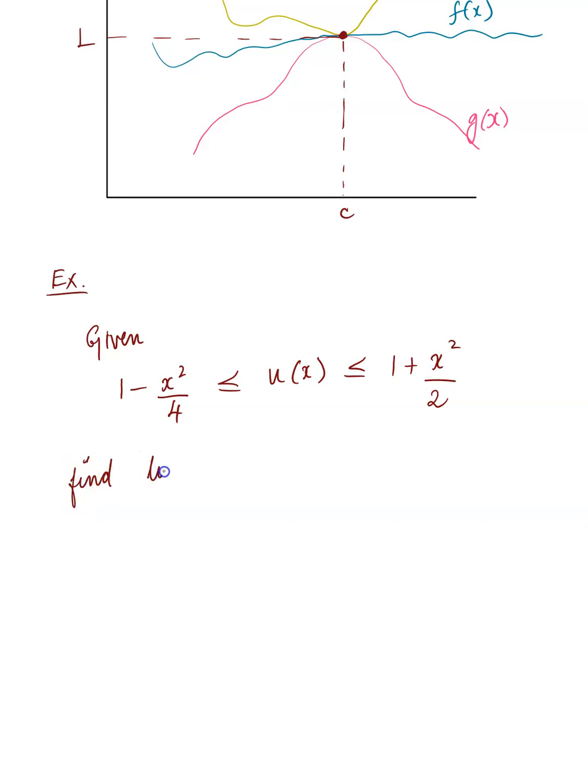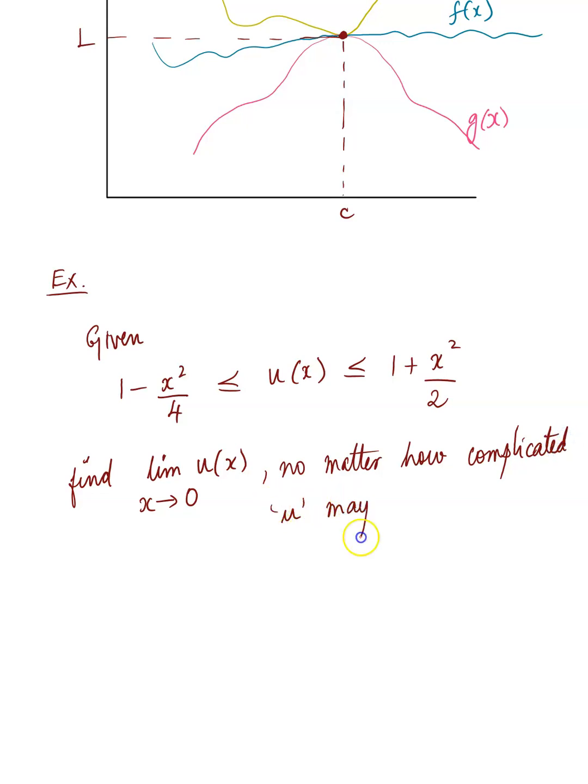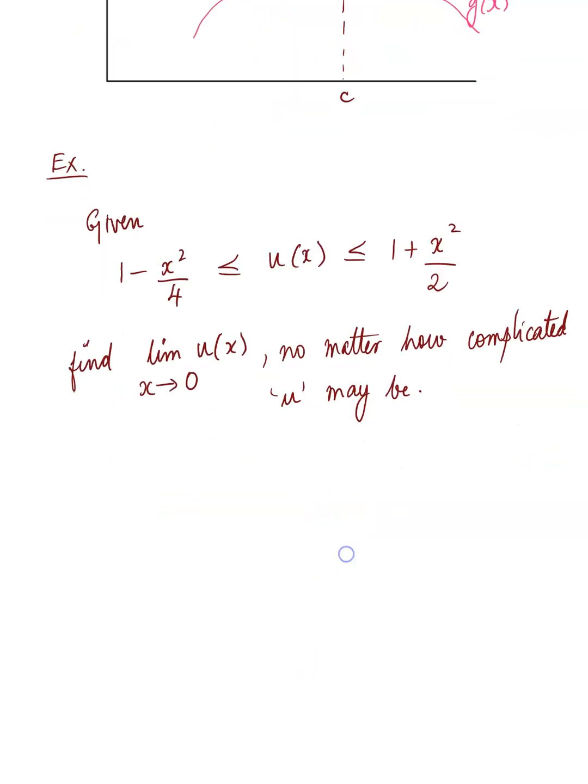Find the limit of u of x as x approaches 0, no matter how complicated u may be. Not u, the letter u. The solution would be to first apply the limit for the ends, right? Because we don't know what u is, so we have no way to apply it directly for u. So we apply the limits for the ends.